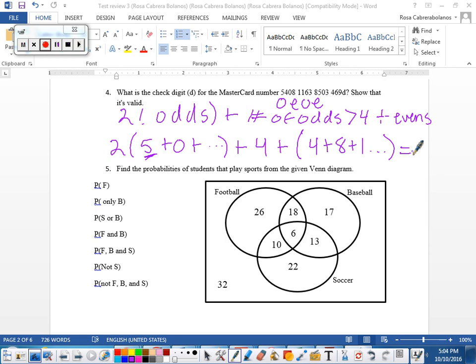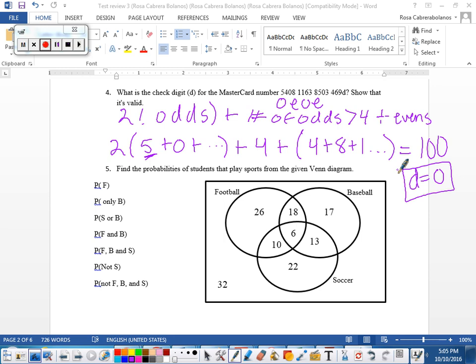And this gives you 100, if I remember the answer correctly. So that means that the check digit is 0 again. Of course, if I would have gotten 101, then D could have been 9 or something like that to make it end in 0.